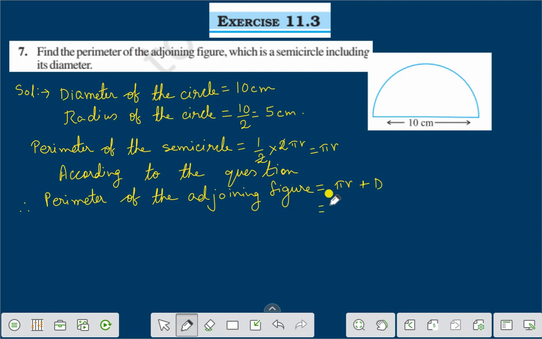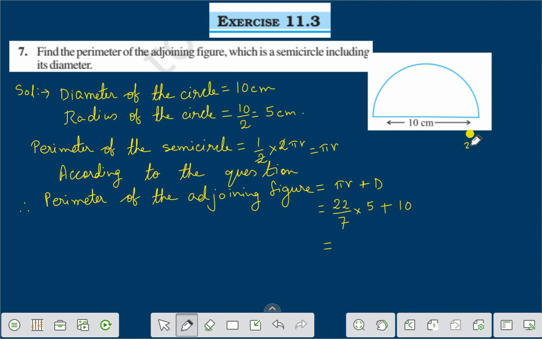Pi r, we have taken pi r. Pi is 22/7 into r. Here we have taken r is 5 centimeter, that is 5, plus d. The diameter of the circle is 10 centimeter. If we find this, 22/7 into 5 plus 10, we will multiply first.